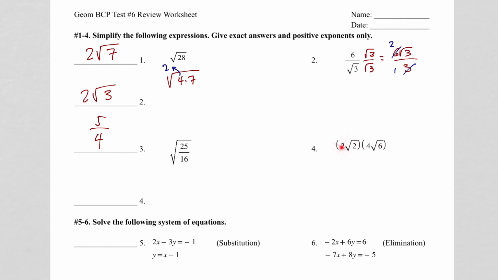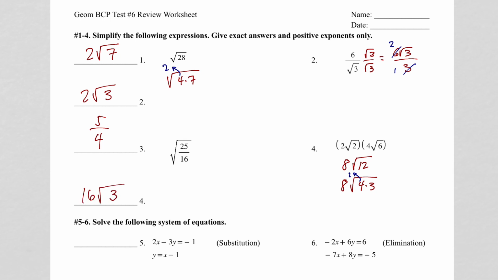When we multiply these, we're going to multiply the numbers outside the radical to get 8, and then inside the radical, 2 times 6 is 12. 12 can be factored as 4 times 3, and we square root the 4 by bringing it out. It becomes a 2, and this 2 multiplies with this 8 to give us 16, and we're left with the square root of 3.